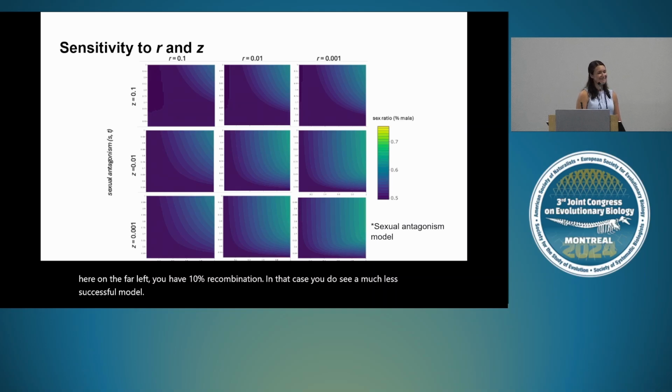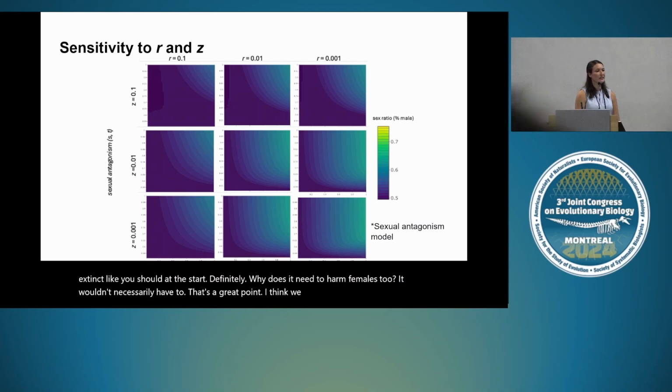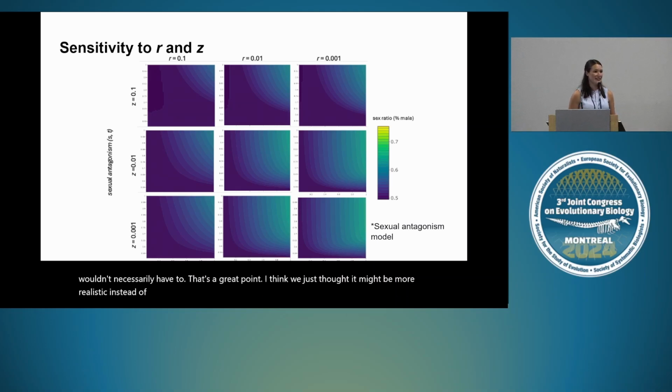Great talk. I was just curious why you modeled D as a sexual antagonism locus and not just a male benefit locus, because I guess the point was to stop the driver just immediately going extinct like you showed at the start. So why does it need to harm females too? It wouldn't necessarily have to. That's a great point. I think we just thought it might be more realistic. Instead of giving it the ideal situations, just try to imagine a closely linked, randomly sexually antagonistic locus.